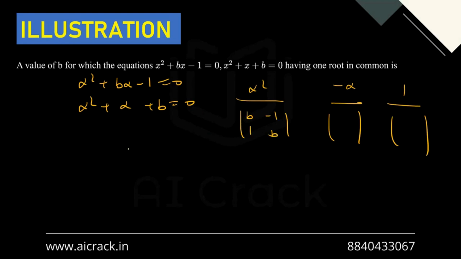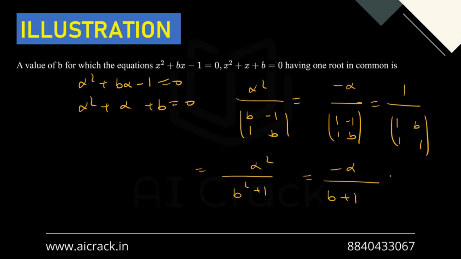Okay. For minus alpha, we'll be hiding this one and we'll be getting 1, 1 from here and minus 1, b from here. Okay. And for this one, we'll be hiding this constant column. So we'll be getting 1, 1 from here and b and 1 from here. Okay. Now these three should be equal. So this comes out to be alpha square upon b square plus 1, and this becomes minus alpha upon b plus 1, and this becomes 1 upon 1 minus b, right?